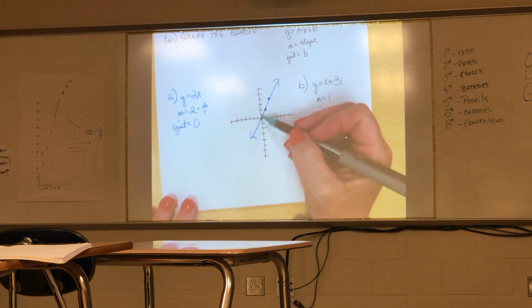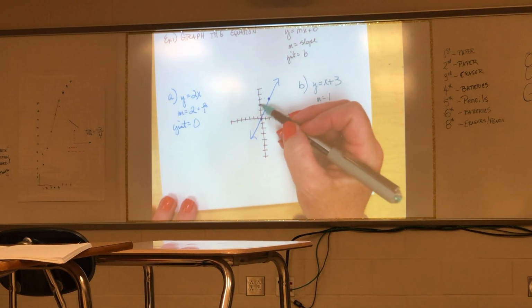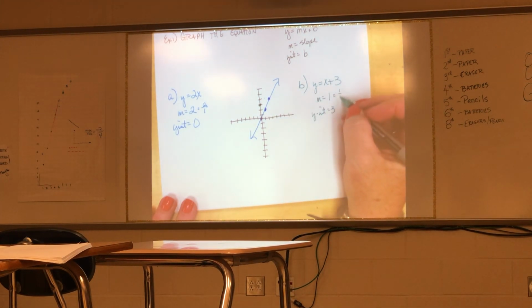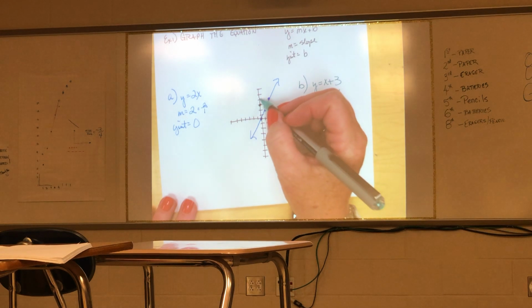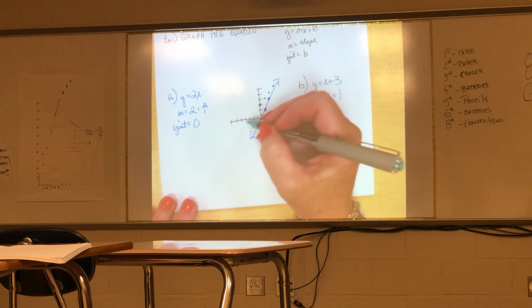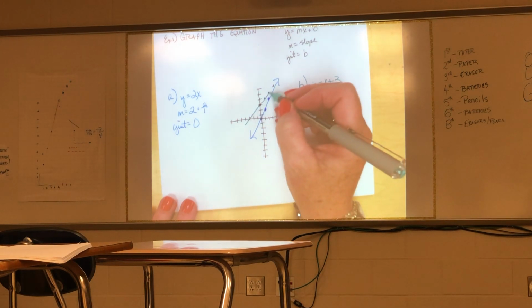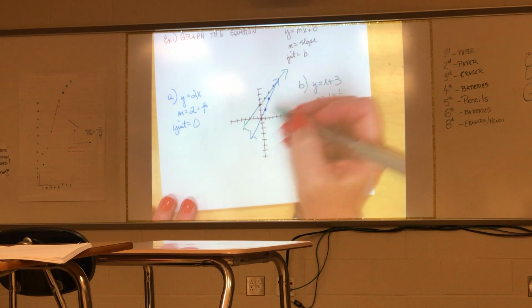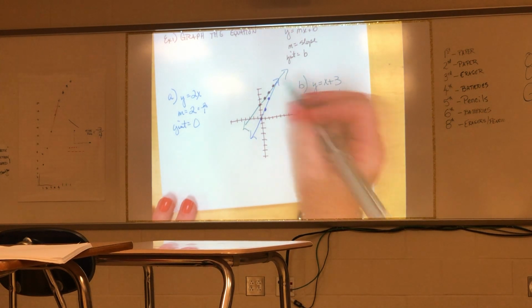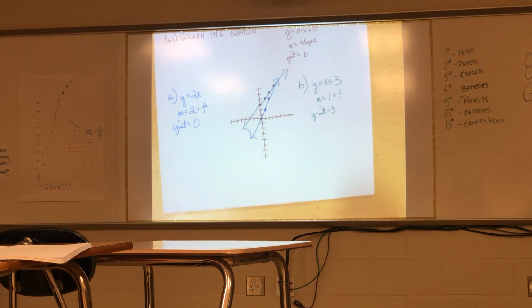So I'm going to go up to 3. 1, 2, 3. And then I'm going to use my slope, which is 1. If you want to, you can write it as a fraction, 1 over 1. So up 1 and over 1, up 1 and over 1. And here is my line. If you accidentally miss a point, you just make a big fat point, and you can make it be on your line.